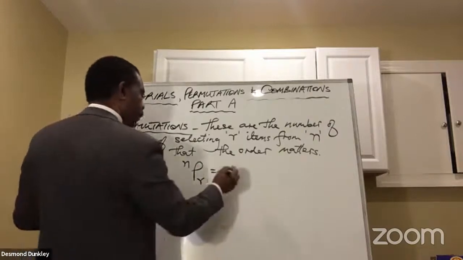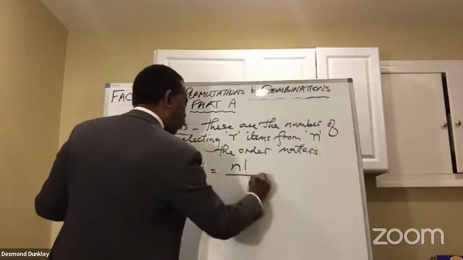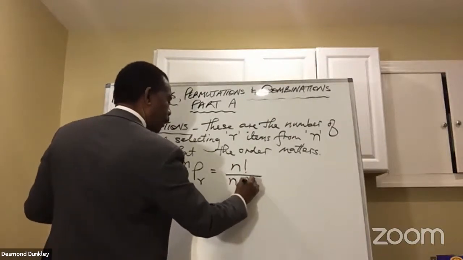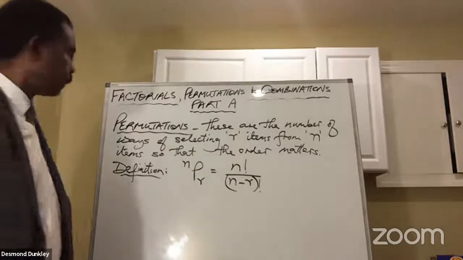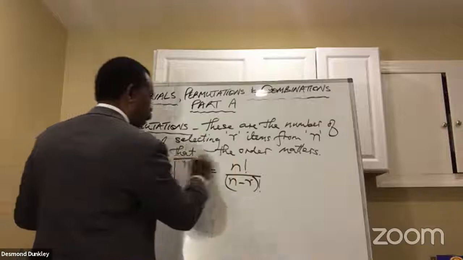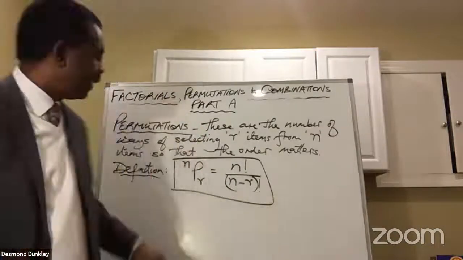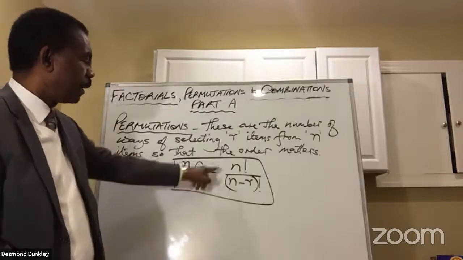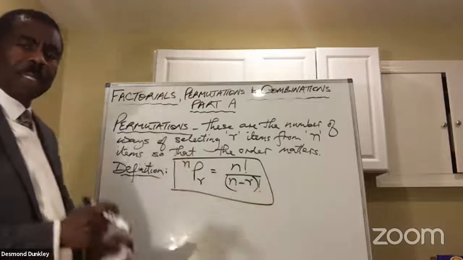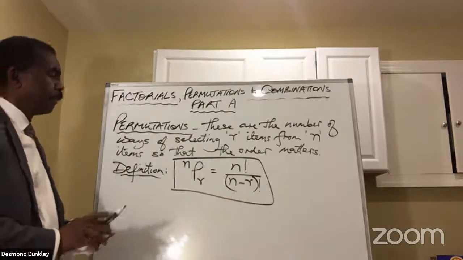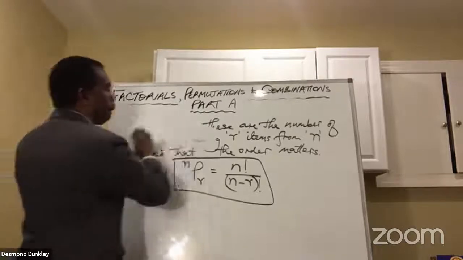How do we do this? So this is n factorial over n minus r factorial. That is the definition. So you see, that's why I did factorials first. So now nPr is n factorial over n minus r factorial. And now we need to do examples for this to make sense. Okay?